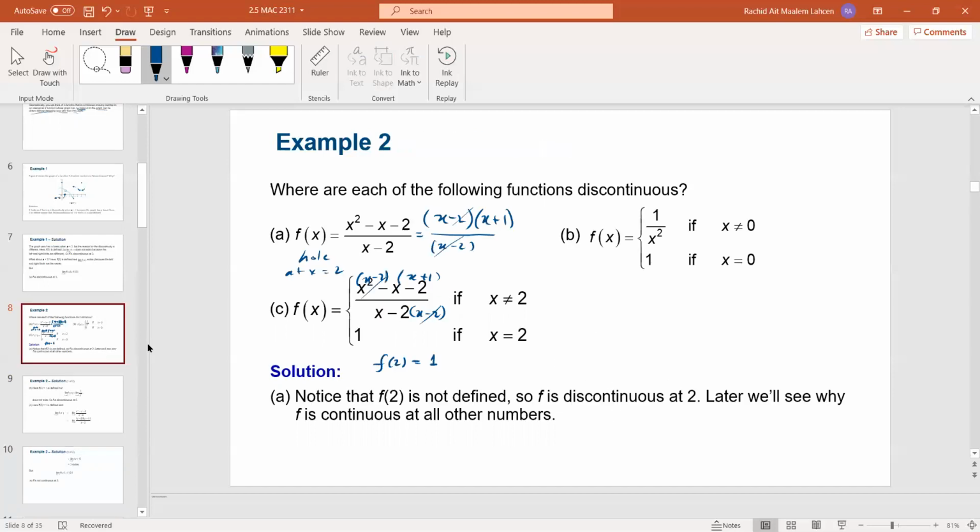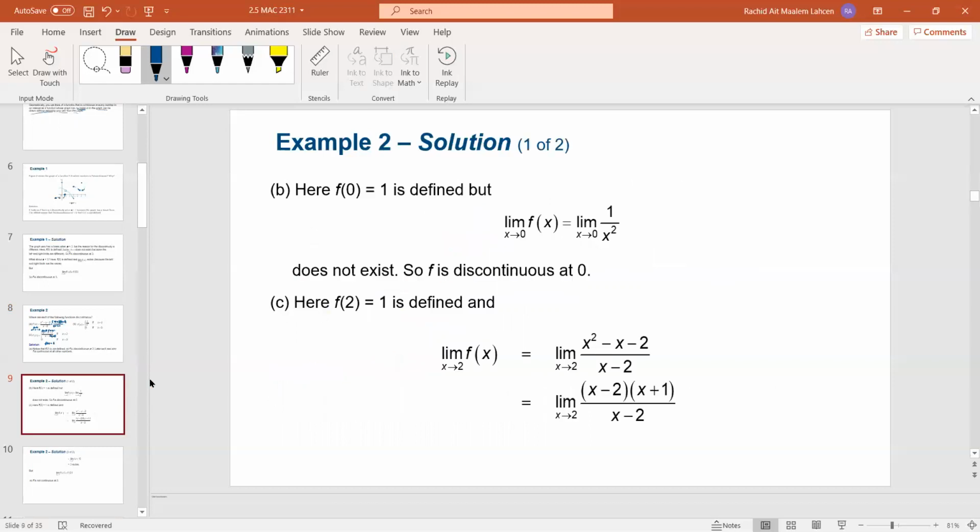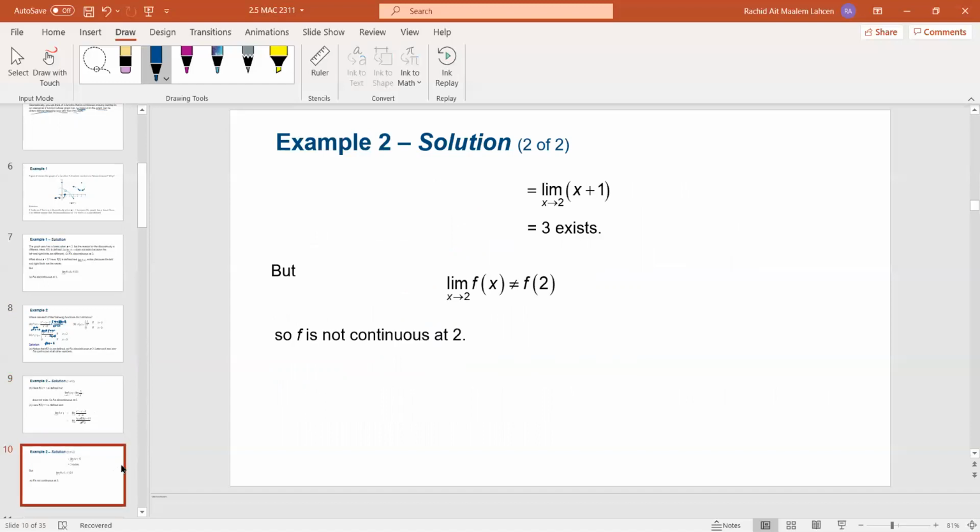So let's go through the details. So f of 2 for A is not defined because there is a vertical asymptote. f of 0 is 1, but the limit, of course, and I'll show the graph, does not exist. The limit does not exist there because it's 1 over x, 1 over 0. There is a vertical asymptote there as well. And for this one, similarly, when you use the number 2 for the limit, you get 3. However, f of 2 is defined as 1.